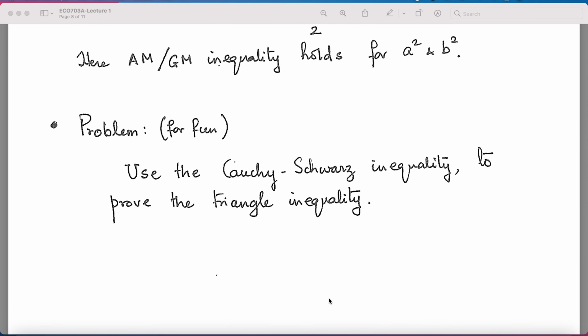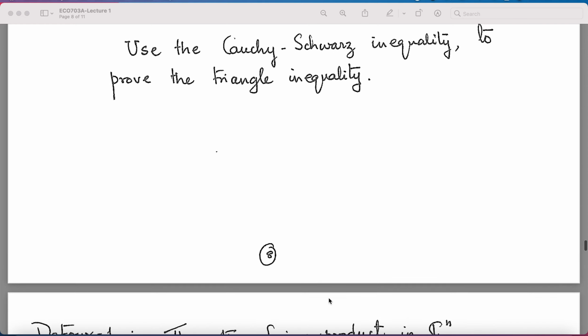Now, you can use the Cauchy-Schwarz inequality to prove the triangle inequality. This is a problem I have left open, and I think in one of my series of YouTube lectures this is actually done. If you see the list of lectures, I am telling my class students also, please go to the channel and see that, because there is a lot of stuff in the channel. If you want to brush up some of your math, you can just do it.